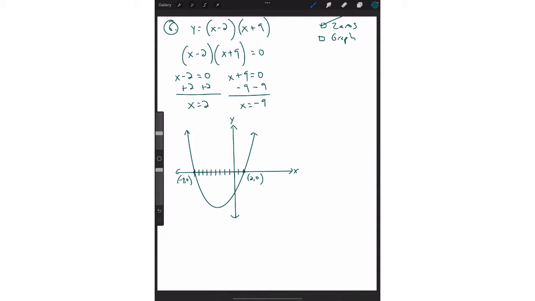And if I really wanted to find out what it actually was as a quadratic, I could do something like this. I don't have to. It's not asking you to do it in the problem, but sometimes it's nice just to see what it is. Okay, this gives me x squared plus 7x minus 18. And that would be that graph. Like I said, you don't have to do that. We already found our zeros. We already graphed it.